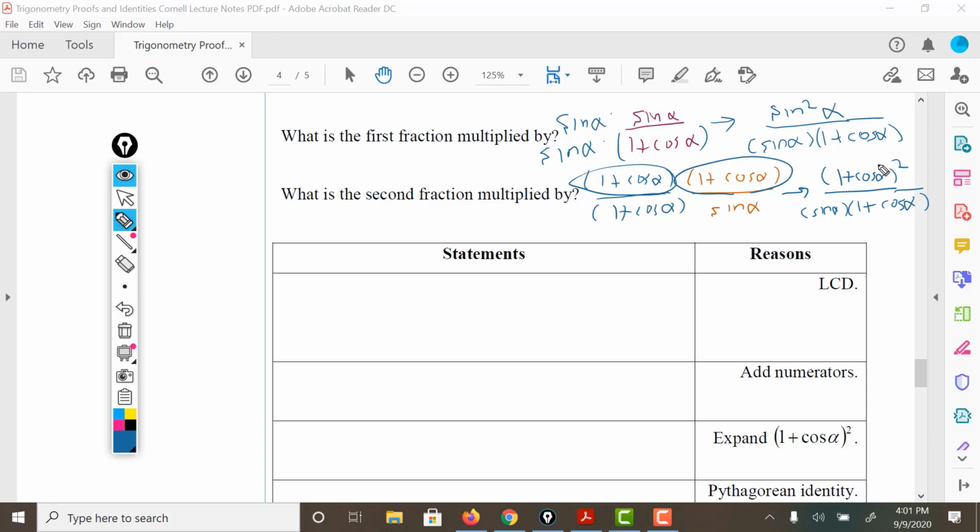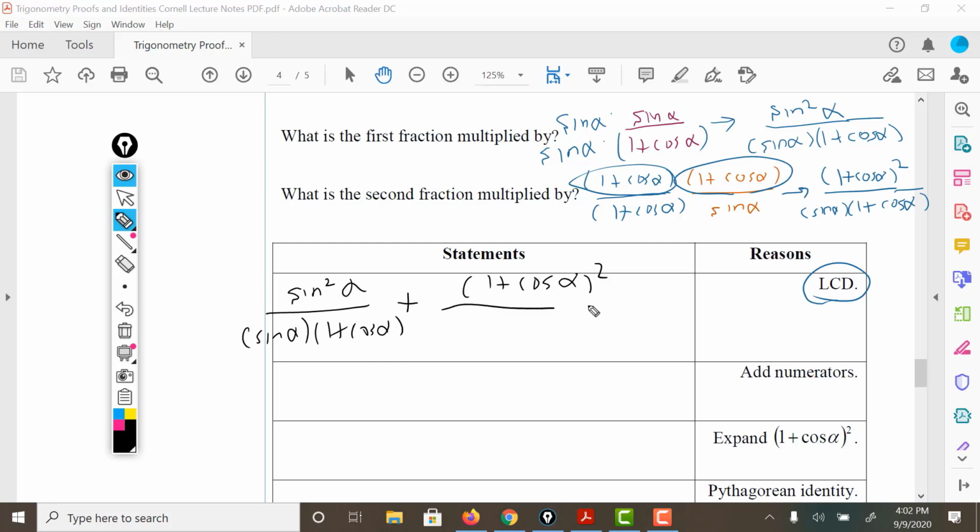I thought it might be beneficial if I do this as a two-column proof, like you're used to in geometry. So I'm going to have the statements, and I already gave you the reasons. We said LCD, lowest common denominator. That's going to be sine squared alpha over sine. We got that from above. If we add the numerators, then we end up simplifying this a bit.